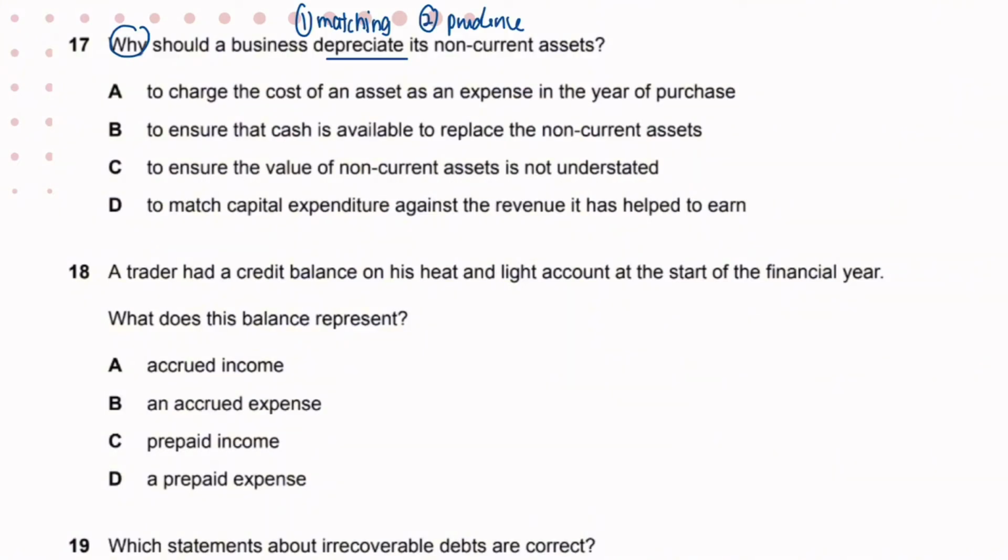So let's see which one suits. First one, to charge the cost of an asset as an expense in the year of purchase. So this seems correct, but it's just partially correct because it says that it charged the cost of an asset as an expense. Expense is correct, but it doesn't say that it matches with the revenue earned. And it's also not the cost of an asset, it's the cost of using a non-current asset. Second, to ensure that cash is available to replace the non-current assets. Not this. Ensure the value of non-current assets is not understated.